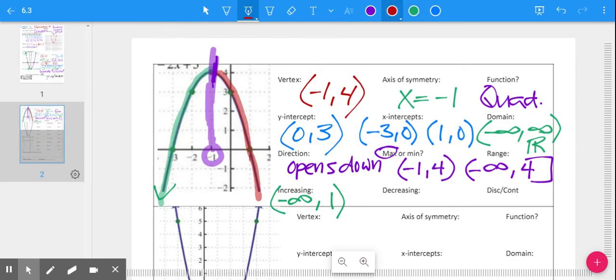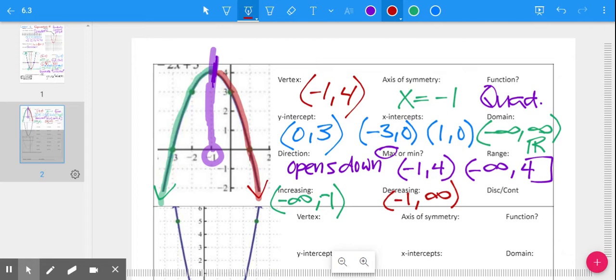So it's decreasing from -1. Sorry, that's a -1. My apologies. So it's decreasing from -1 to positive infinity. Your intervals of increase and decrease are always using the x values.